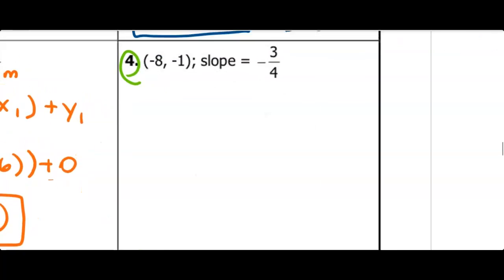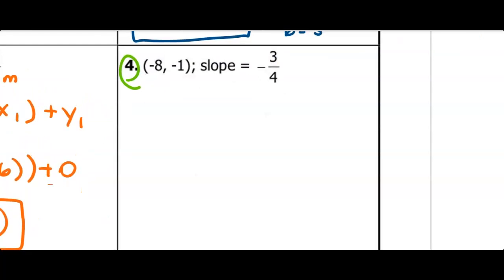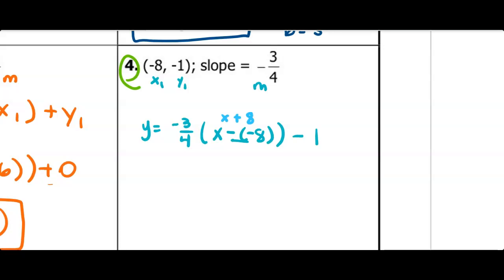Let's look at number 4. Again, we are going to label -8 is x1, -1 is y1, and my slope is m. So plugging in, I get y is equal to -3/4 times x minus -8 minus 1. Thinking about this, the double negative would make it a positive, so I'm really having x plus 8.